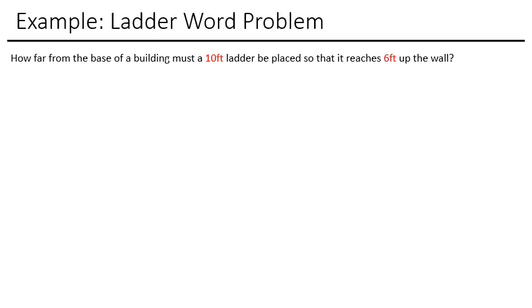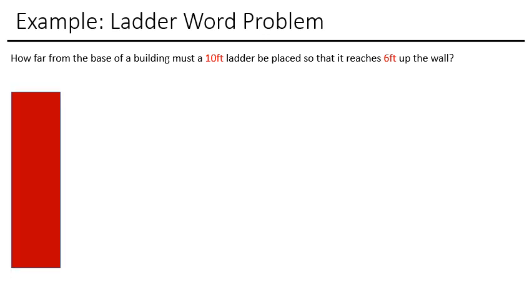You're also going to have a few problems that I call ladder word problems. They all end up dealing with a triangle in some form. So I wanted to go over this with you just to make sure that you understood how these work. So read the problem first. How far from the base of a building must a 10-foot ladder be placed so that it reaches 6 feet up the wall? Now, the first thing that I do, I read the problem a couple of times, and then I try to draw a picture.